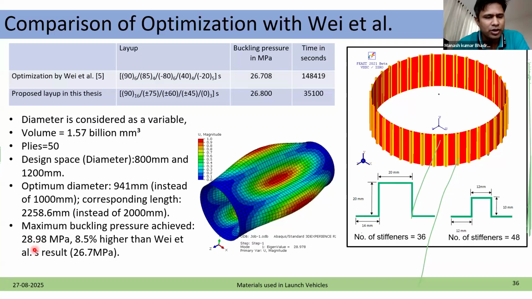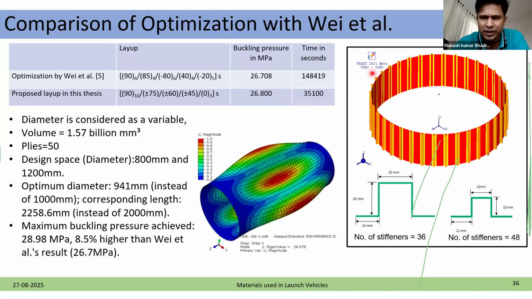And the buckling load for that case, even though the volume is constant, will be 28.98, which is 8.5% higher than the values suggested by V et al. So this is how we can still get a higher value in one third or one fourth of the time. Such code can also be modified for any software. This algorithm can be incorporated in any software which supports scripting.